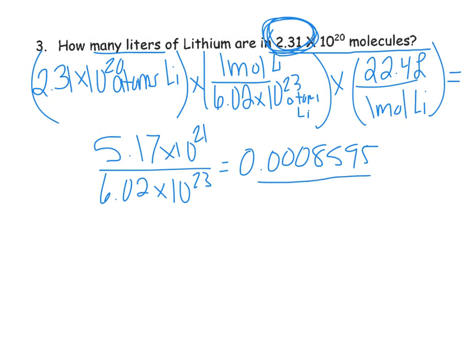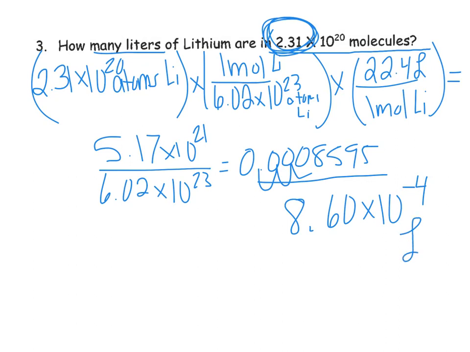In order to put this in 3 significant figures, I can't just put 0.85. That number is different than 0.00085. So I have to put it in scientific notation. 1, 2, 3, 4, 8.60 times 10 to the minus 4. And that is liters of lithium.